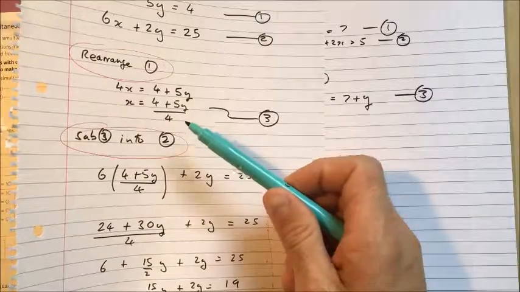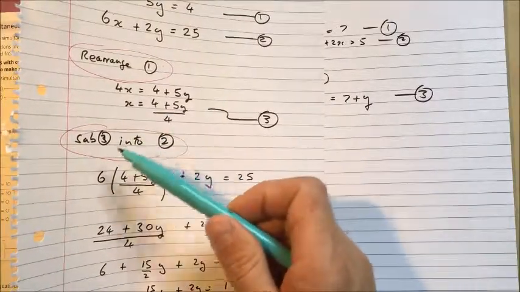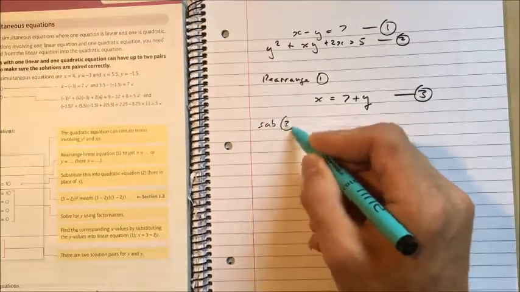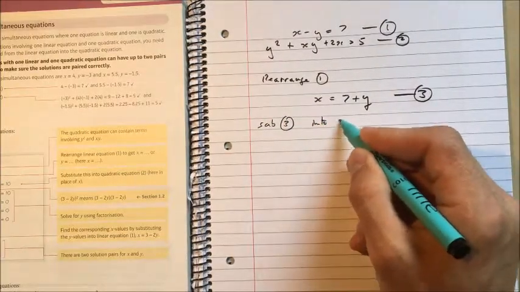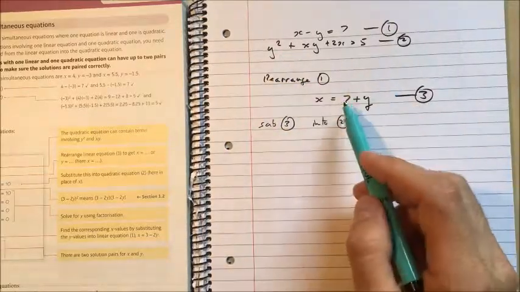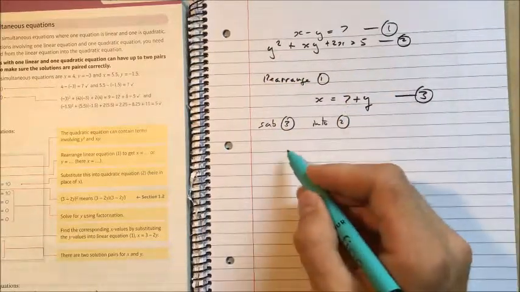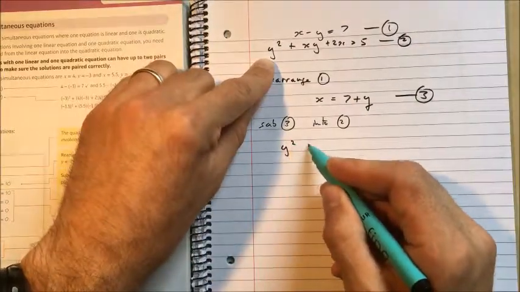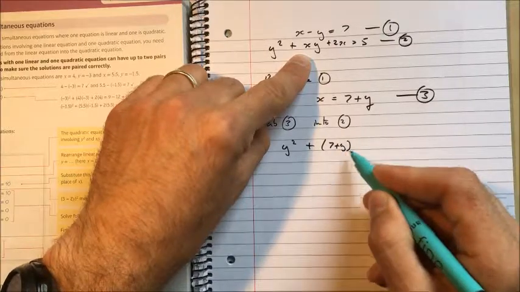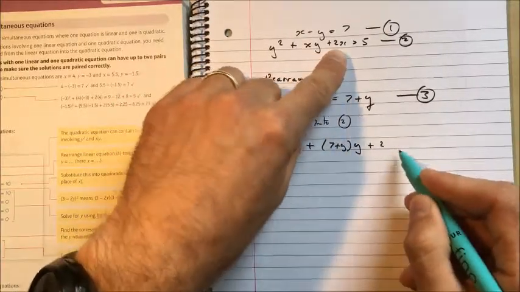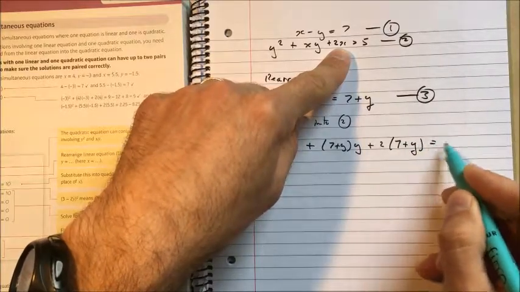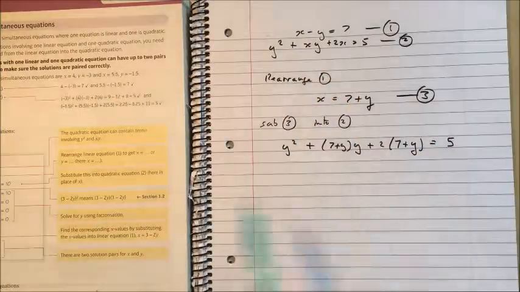What did I do next? Well, I took my value for x and I substituted it into the other equation. So let's do that again. Sub 3 into 2. So if I take this, and every time I see an x in this equation, I'm going to replace it with 7 plus y. So here we go. y squared plus, well, that's an x, and I'm changing that to 7 plus y, times by y. Plus 2 times, that's an x, let's change it to 7 plus y. That's equal to 5.